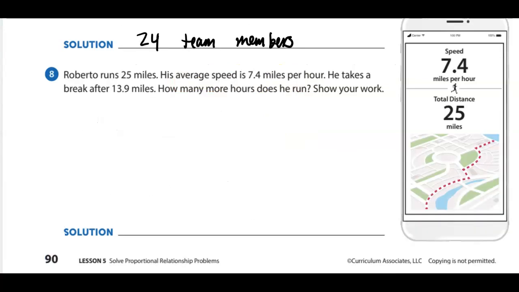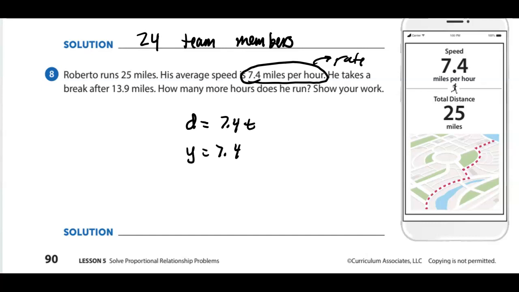Number 8, Roberto runs 25 miles. His average speed is 7.4 miles per hour. This right here you got to recognize is a rate. Okay? So his distance is equal to 7.4 miles times his time, right? Or y is equal to 7.4x, right? He takes a break after 13.9 miles. How many more hours did he run?